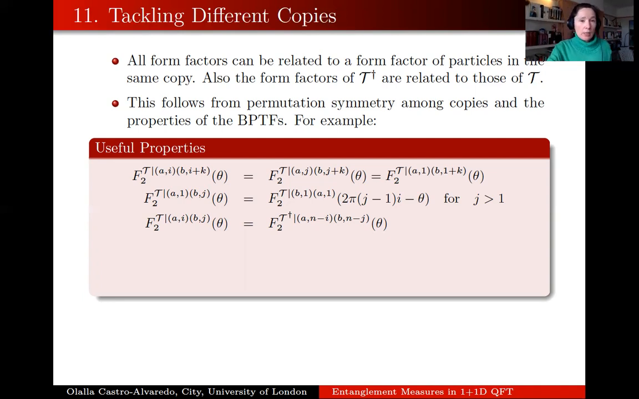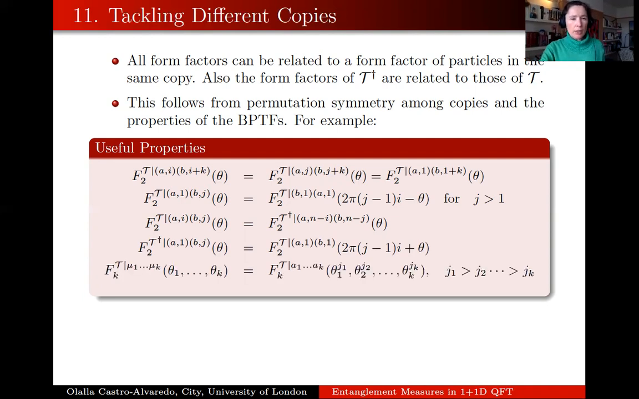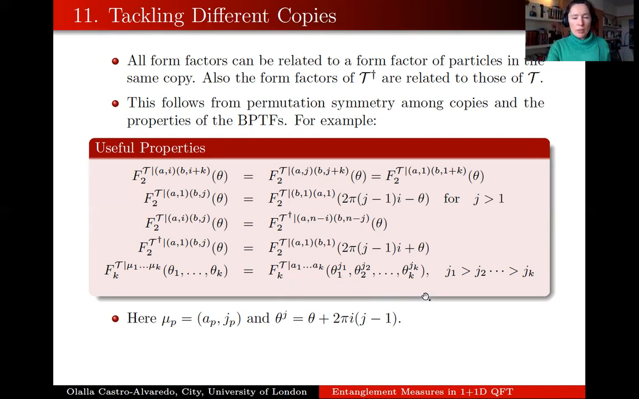And then once you have that, you can use the 2 results above to also connect a form factor of T dagger with a form factor of T via a shift. Now, if you keep going, you can show completely generally that a form factor of K particles in potentially different copies is always related to a form factor of K particles in the same copy, up to appropriate shifts and in a very particular order. Okay, so this only works if J1 is bigger than J2 and so on, bigger than Jk. Okay, and theta J represents the shifted rapidity.